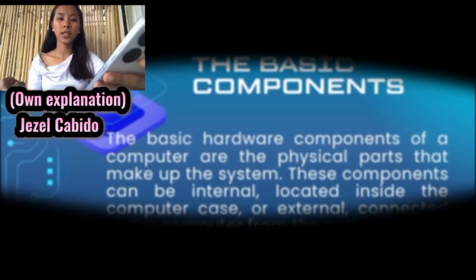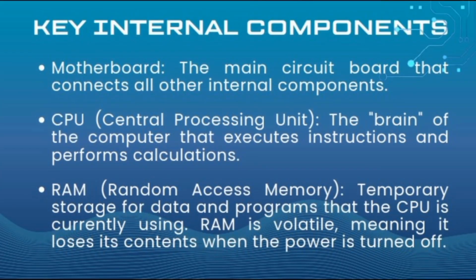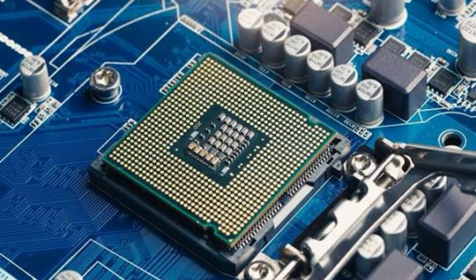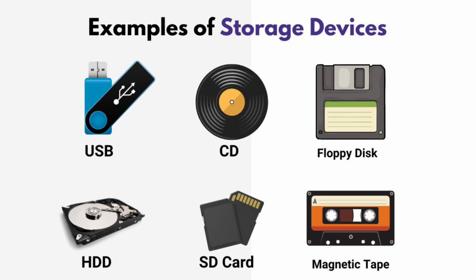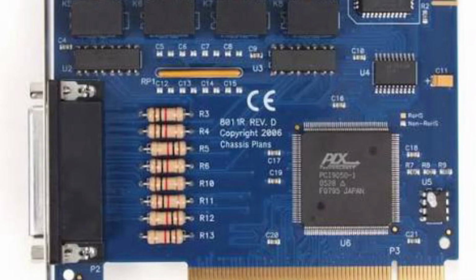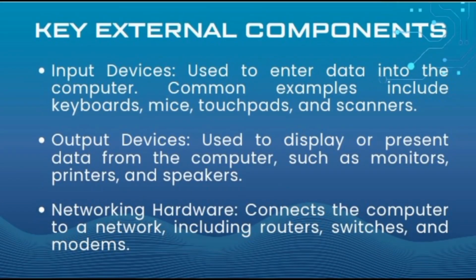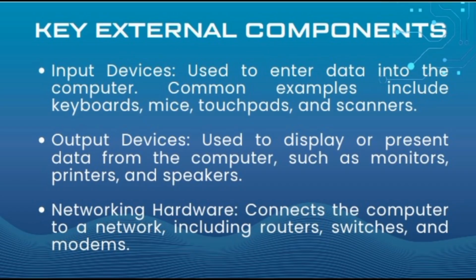And I am going to discuss the basic components. Computer hardware consists of physical components that work together to process and execute tasks. Key components include CPU (Central Processing Unit), RAM (Random Access Memory), storage (HDD or SSD), motherboard, PSU (Power Supply Unit), input and output devices, and GPU (Graphics Processing Unit).